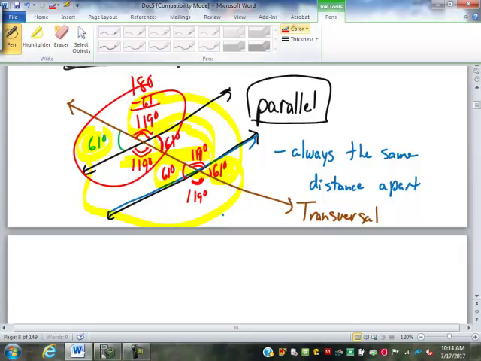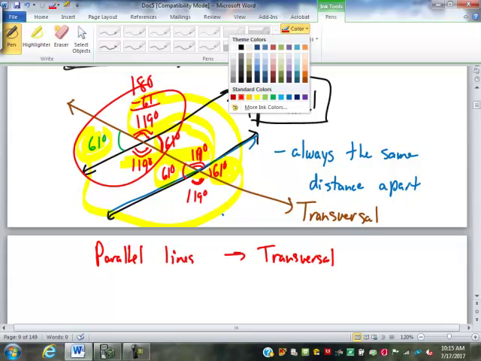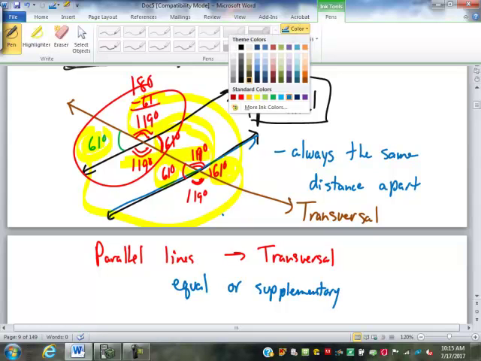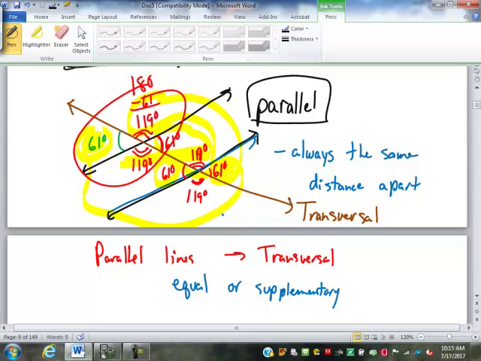And my rule is, when you have parallel lines cut by a transversal, all the angles formed are either equal or supplementary. And for the most part, you should be able to tell.